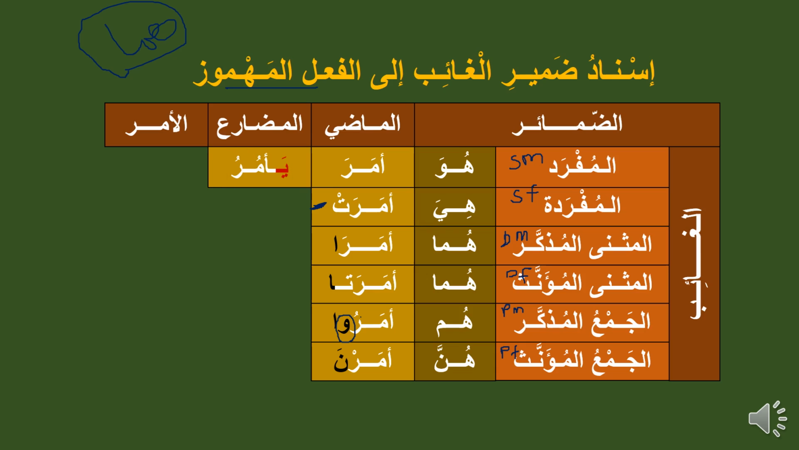Very simple. Amara in Mudari, in the singular masculine form, is going to be what? It's going to be Ya'muru. You can see the ya there, the harful mudari. So Ya'muru is commanding or is ordering.